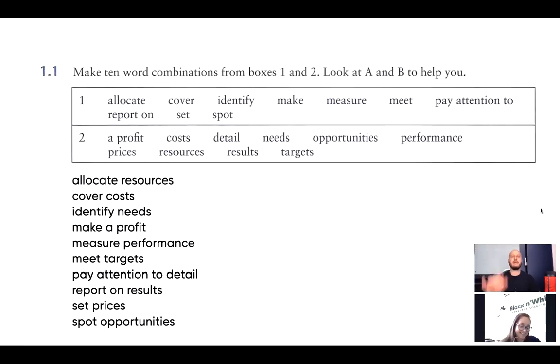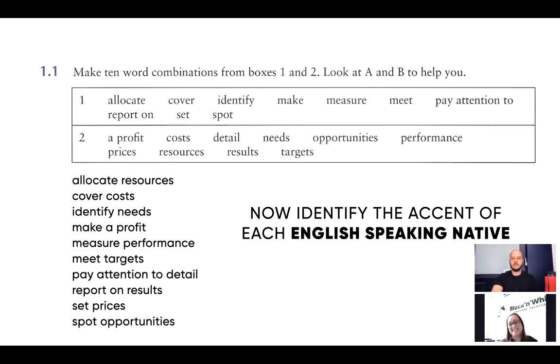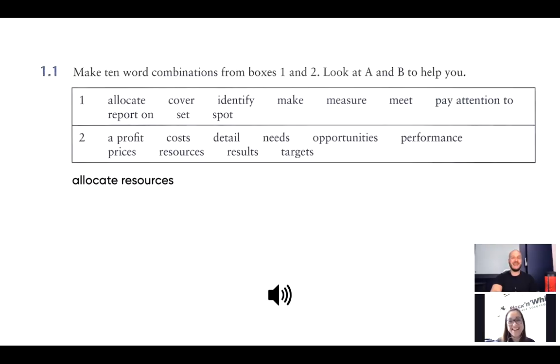Fantastic, Míriam. How about you, Míriam's classmate? I want to know from you. Which are the ones here that you actually also perform? Send in the comments. Now we have a different activity, Míriam. You two, both of you. You have to identify the accent of each English-speaking native. Please, classmate, don't leave me alone. Leave your comment.